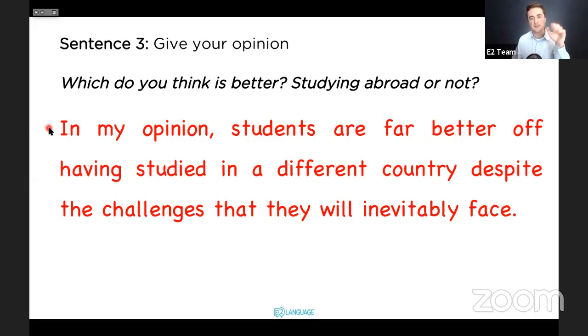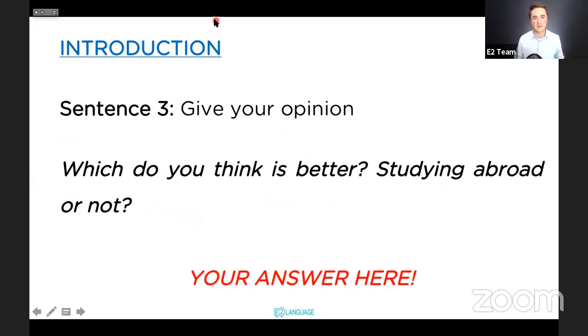I've outlined them. This is my introduction. Now I'm going to move from here into my paragraphs to give more and more details. Let's go back though, because I want you to write your opinion. Which do you think is better, studying abroad or not?